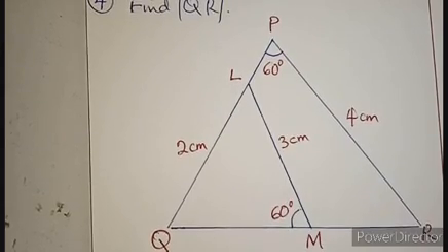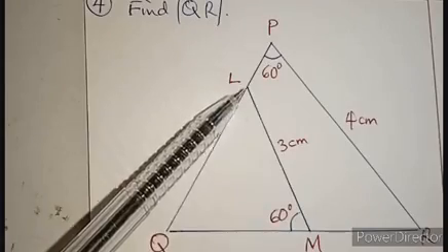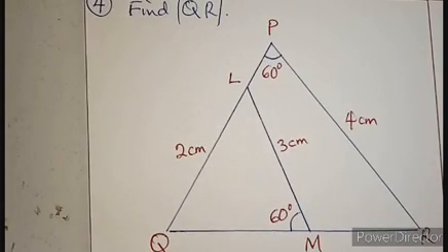You will discover that there are two triangles. We have triangle QLM. We also have triangle QRP.